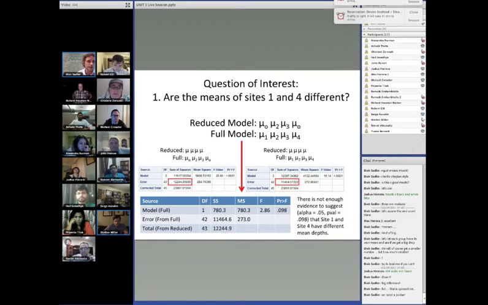But we're on to the show. So question of interest here, are the means of sites 1 and 4 different? I'm going to take you through this and see if this makes sense.